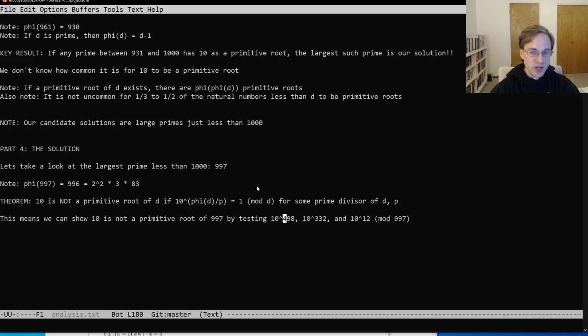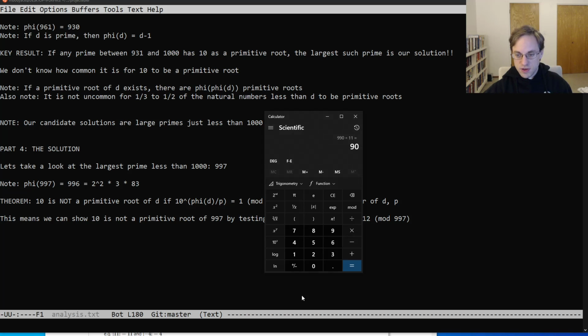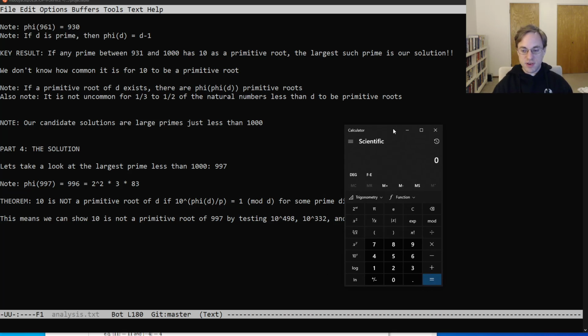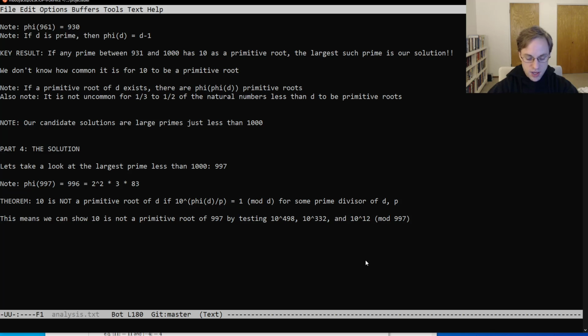Now, I'm only going to use this technique for the first candidate, 997. Spoiler alert, 997 is not our solution. So I'm going to show you how to do this using the long way. And then I'm going to use the calculator because the Windows 10 calculator is magic. And rather than switching over to floating point for large numbers, it actually has big integer support. And so we can just calculate these values directly. Very nice.